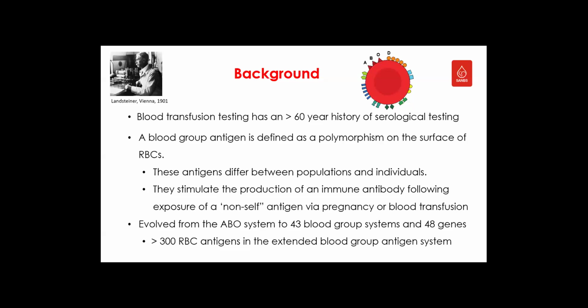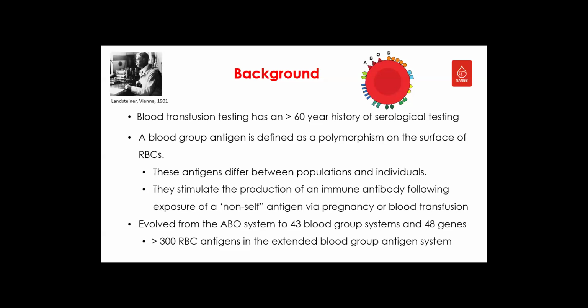So just to remind all of you that a blood group antigen is defined as a polymorphism on the surface of red blood cells. And these polymorphisms are encoded by many, many genes. And in terms of the antigens and the genes, they differ significantly between populations and individuals. So in our environment, South Africa, we have lots of ethnicities, and obviously we are special again, and we need to make sure that all our genotypes are covered as this area evolves.